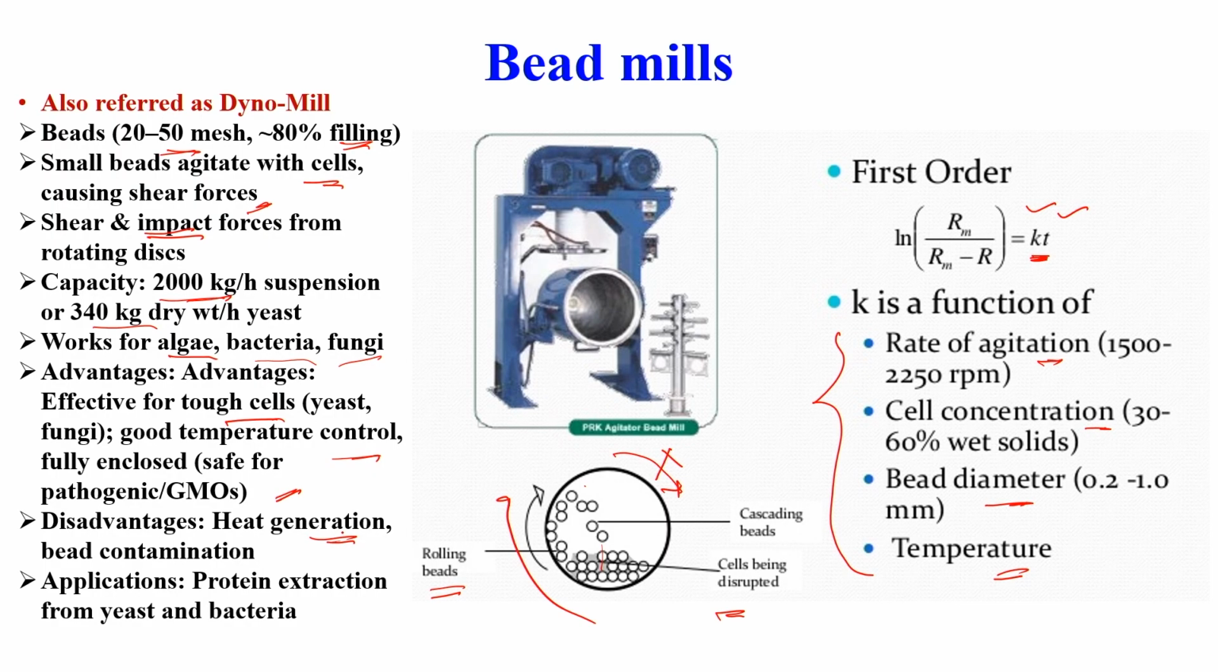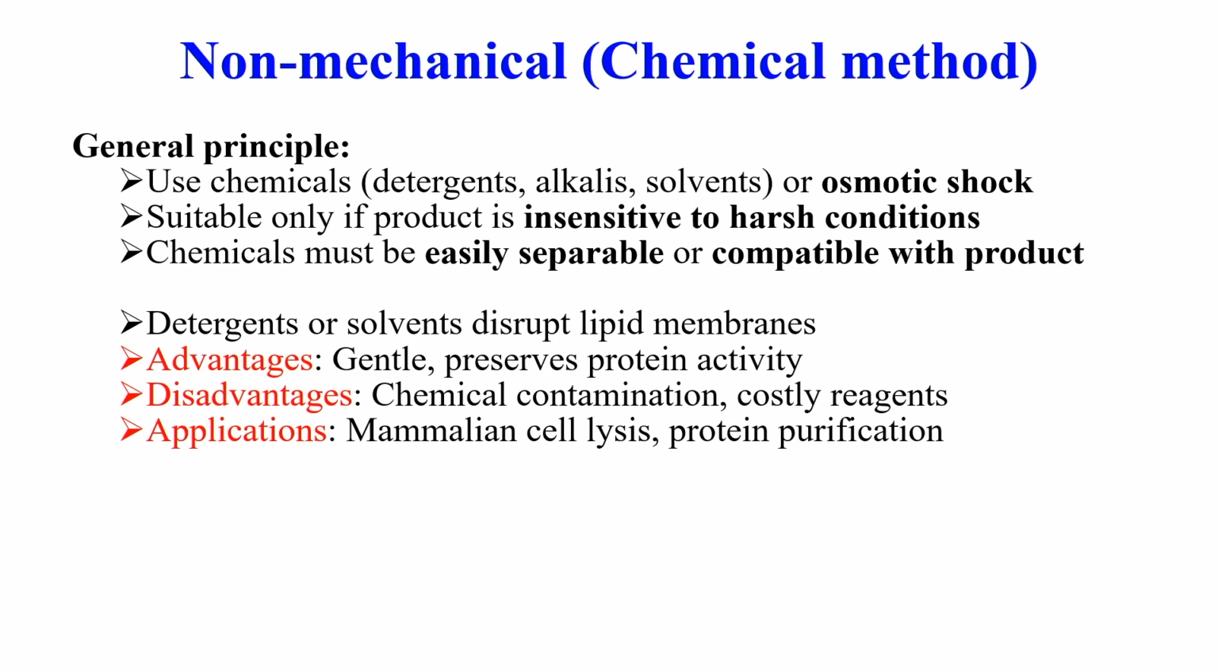Disadvantage: because of the mechanical force, there may be heat generation or heat contamination. Application: it is applied for protein extraction from yeast and bacteria and other applications. Now next comes the non-mechanical methods, mostly chemical methods. We can use different types of chemicals like detergent, alkali and solvent, or one can use osmotic shock.